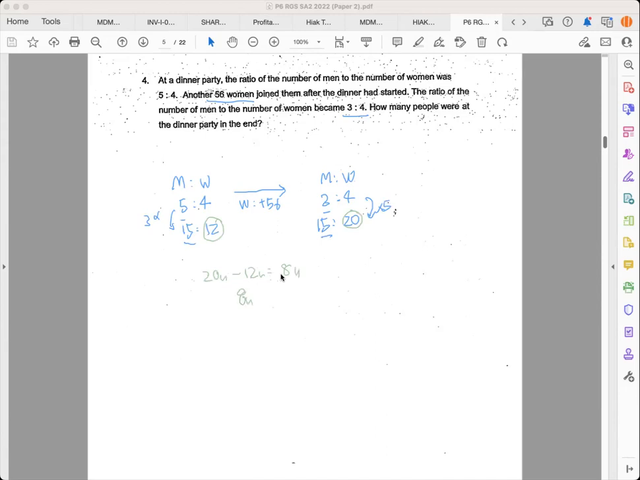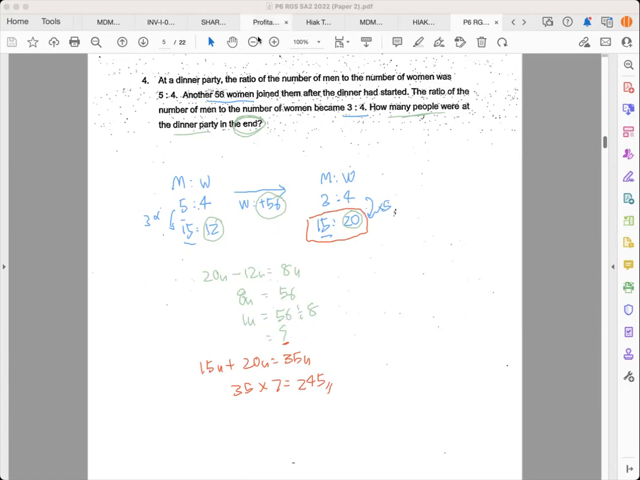8 units has to be equal to 56. 1 unit is equal to 56 divided by 8, which is 7. The question is, how many people were at the party in the end? So in the end is this. This is the end. So in the end there are 15 units plus 20 units, 35 units. 35 multiplied by the value of 1 unit, which is 7. The answer is 245.